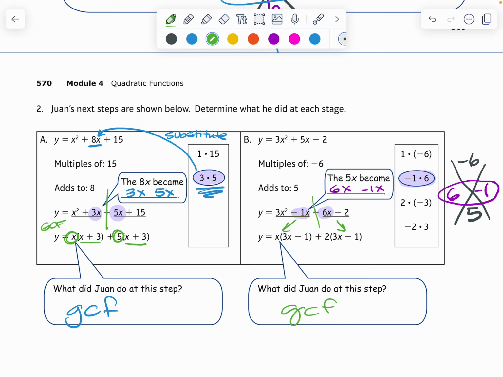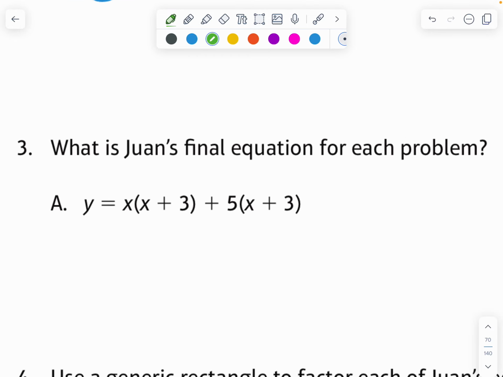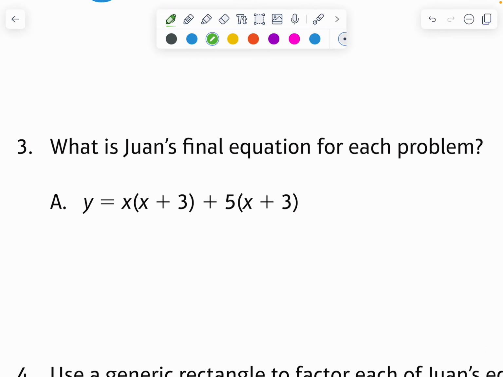All right. Okay, so let's continue with the same problem from Juan's problem from A. Now, it says, what is Juan's final equation for each problem? So I'm going to look at this, and it's almost like I have two different problems, don't I? And what do they both have in common? Oh, they both have an x plus 3. Can't I pull out that greatest common factor, the x plus 3? And then what's left over? There's an x left over here and a positive 5 here.